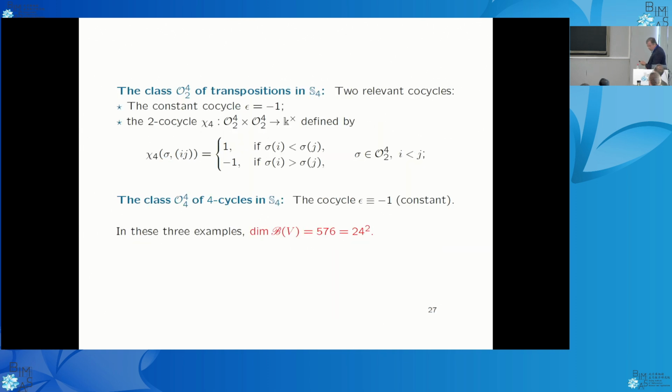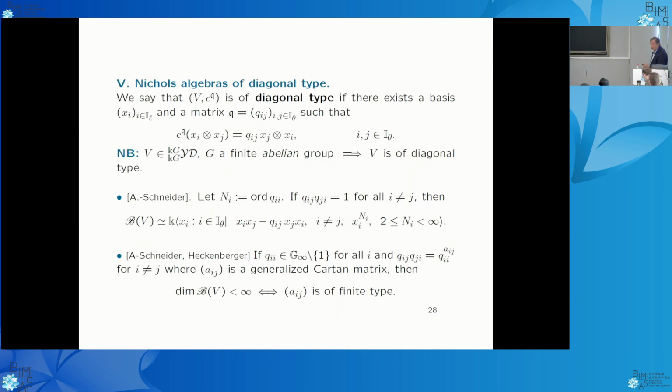Okay, now to finish, I still have 5 minutes, I believe. To finish, I will discuss Nichols algebras of diagonal type. The Nichols algebras of diagonal type are those that correspond to abelian groups in characteristic 0. In positive characteristic, there are examples of abelian groups which are not of diagonal type, but I will not discuss them here. So what is a braided vector space of diagonal type?